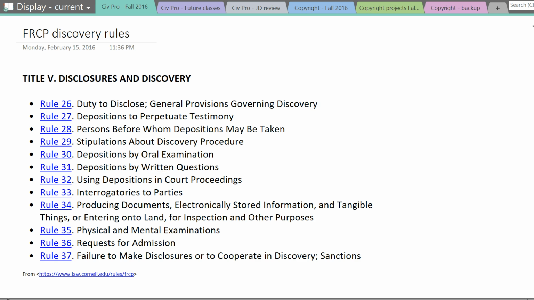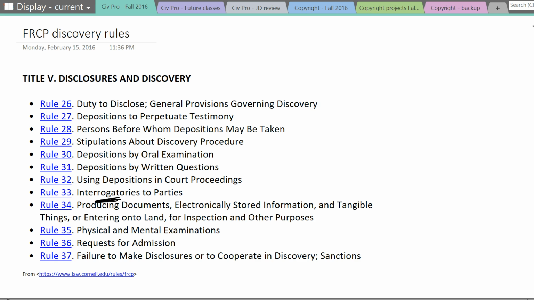Rule 33, oh, I should have said 27 through 32, my bad. Again, we're not going to really talk about Rule 32 all that much. Rule 32 combines with the federal rules of evidence and determines when depositions can be used in court proceedings, and we're really not going to get into that. We're going to keep things pretty basic. All right. Rule 33 is interrogatories to parties.